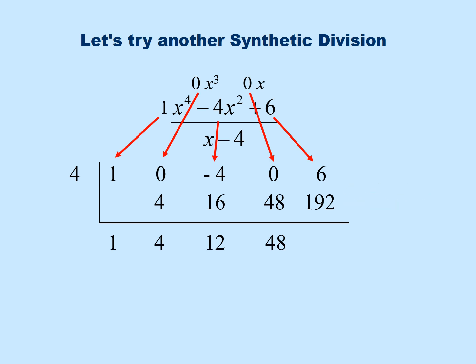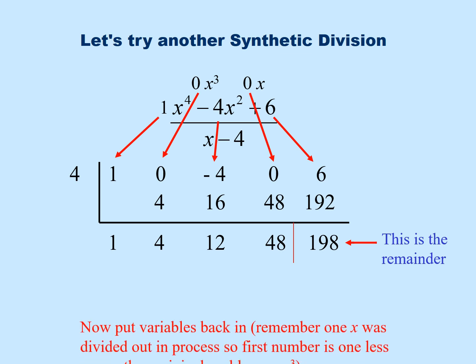192 plus 6, that is 198. And again, notice that you have here 198 as our last number and not 0. So that means this particular problem has a remainder, and that is 198. Okay, so now we proceed with writing our quotient for this problem.